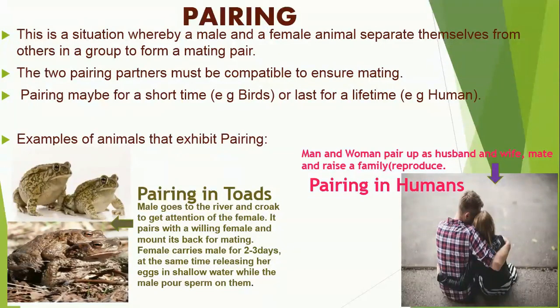Okay, and so during this process, they release their eggs in shallow water while the male pours the sperm cells on them, and fertilization takes place. It can also occur in humans. So we have a man and a woman pairing up together to form husband and wife, so that they can mate and raise their own family.